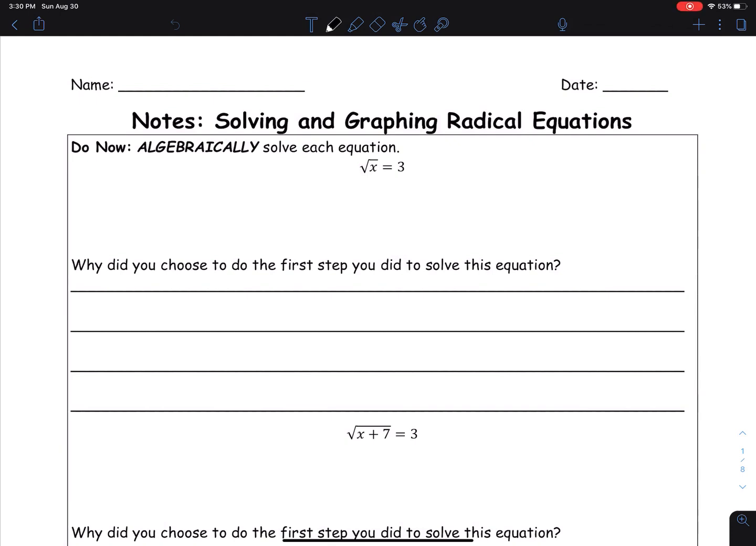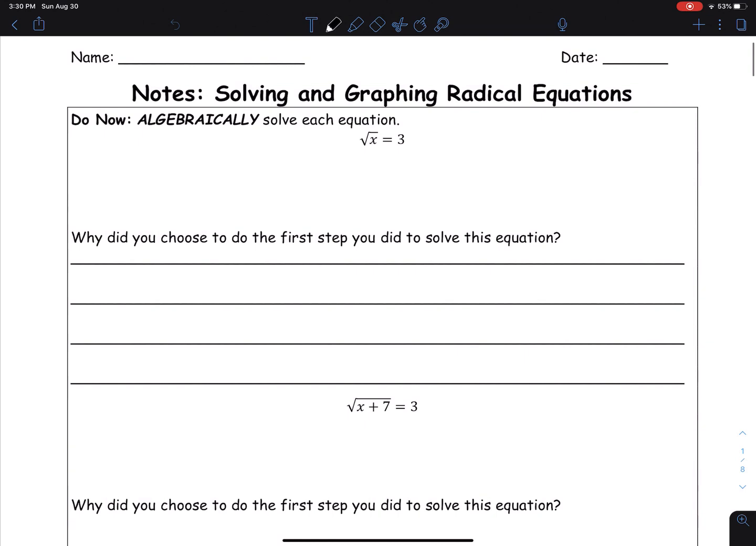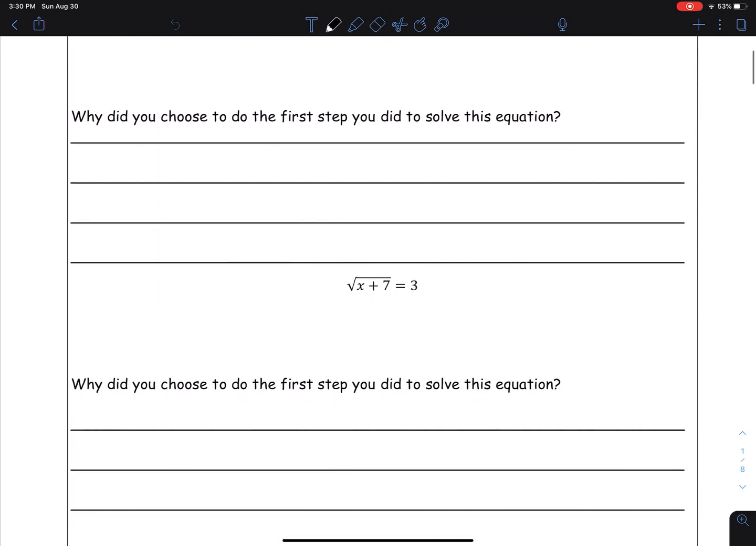Today we are going over solving and graphing radical equations. Yesterday we simplified radical expressions. Now we're looking at radical equations. So I want you guys to do the do now, which is the first one and the second equation. Make sure you solve them and also explain for both of them why you chose your first step and what it accomplishes.